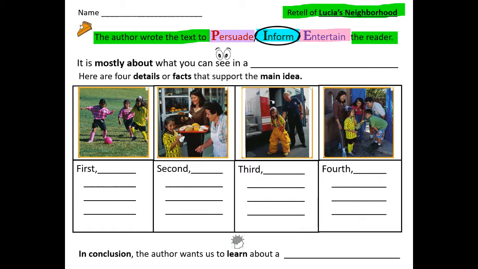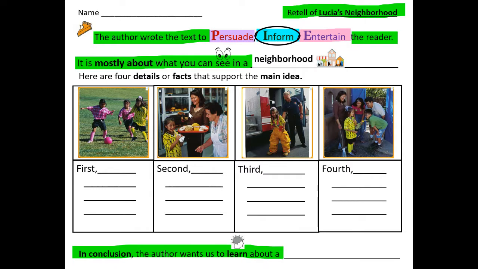So we all live in different neighborhoods, but neighborhoods have certain things in common and different things as well. So it's mostly about what you can see in Lucia's Neighborhood. Is it mostly about what you can see in a bakery, what you can see in a firehouse or on a field, or is it mostly about what you can see in a neighborhood? You're right, it's mostly about what you can see in a neighborhood.